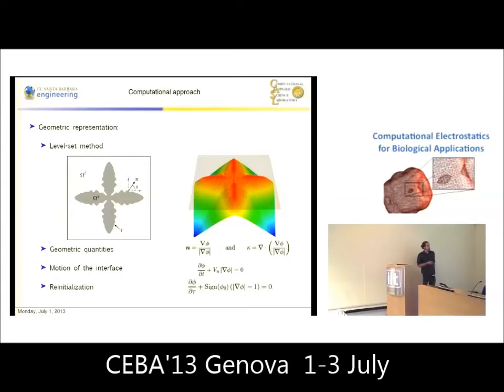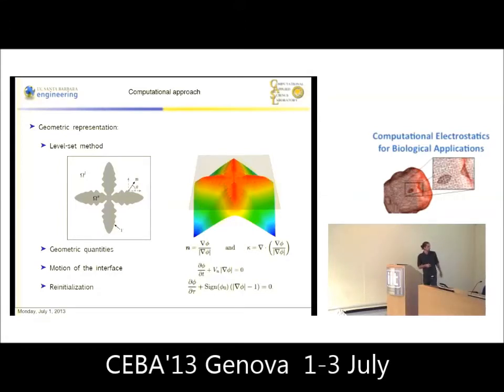There are a couple of very interesting properties with this representation. First, we can easily locate the interface because we have this implicit representation. But also, we have access to geometric quantities such as the normal of the interface just by taking the gradient of the level set function. And if we take the divergence of the normal, we can compute the curvature. So all the geometric quantities are very easy to compute.